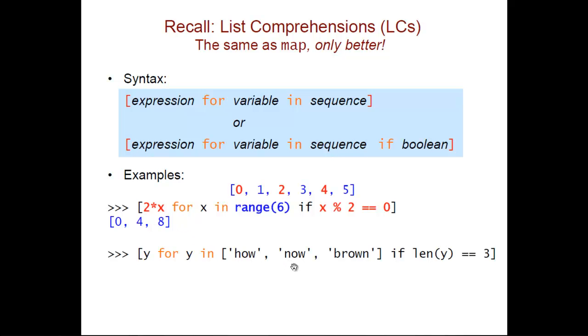Here's another example. This time I'm operating on a list of strings. My Boolean condition is that the length of the string must be 3 in order for me to produce a result for it. And so I'm only going to get results for these first 2 strings. And in this case, you can see my expression is just y. So I'm not changing the string. I'm just deciding whether or not to include it. So if it does have a length of 3, it's going to be included. If it doesn't, I'm not going to include it.